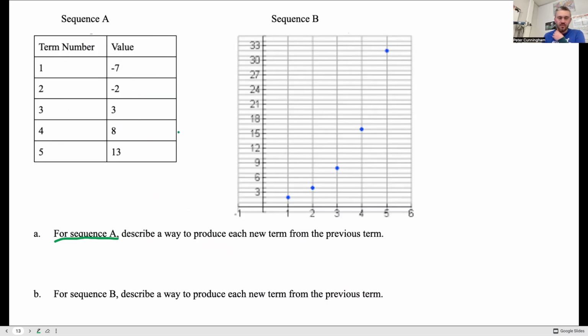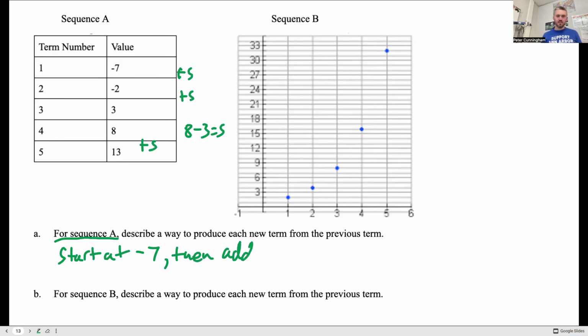So if you did 8 minus 3, you would get 5, right? And 8 plus 5 gives you 13. So every time here, we're adding 5. We can see that we're going up by the same amount. Okay, so we're adding 5. That's our difference. So we want to say, where do we start? Okay, starting from our first term, start at -7, then add 5 every time. Okay.